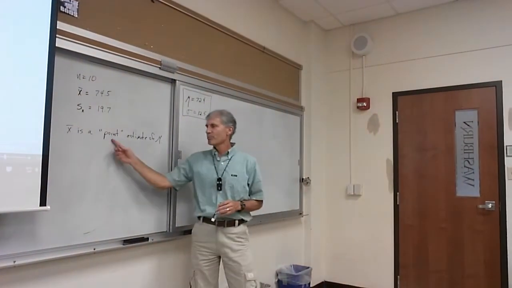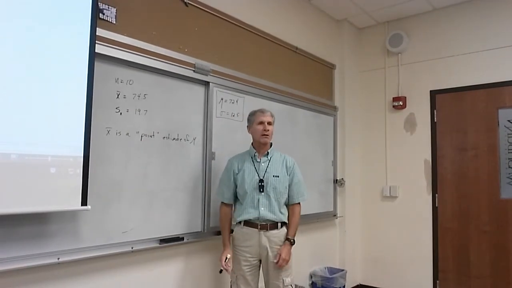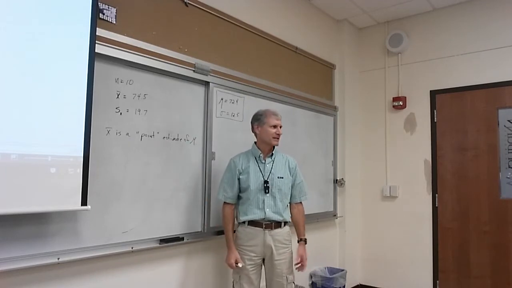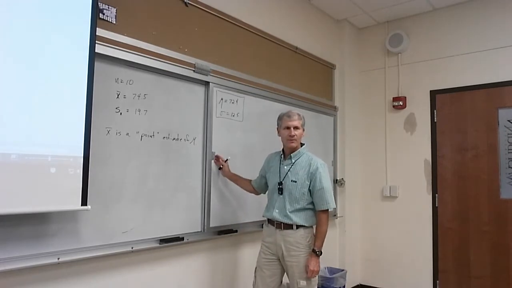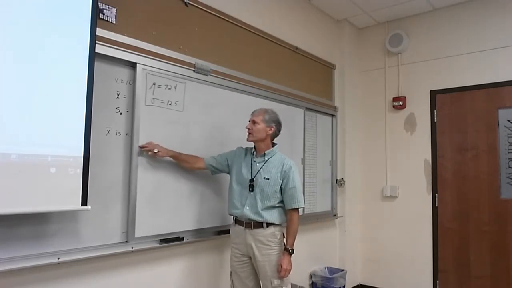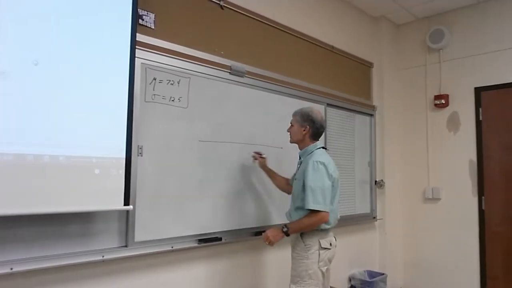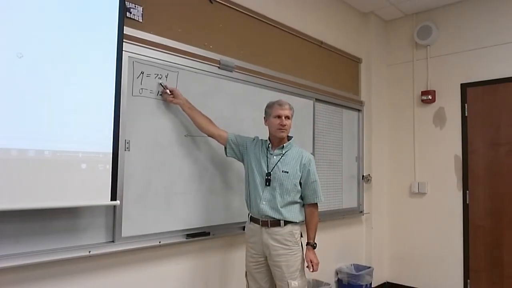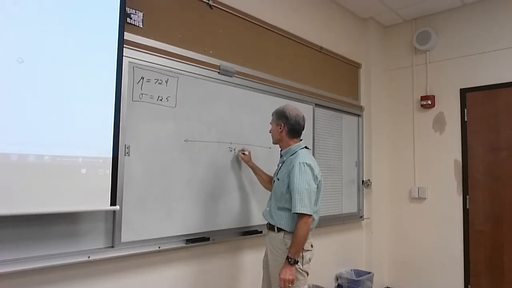Now, if I'd left the word point off of that and just said X bar is an estimate of mu, you all would have said, yeah, good, makes sense. But now I threw this word point in there. What does that mean? Well, it means it's a single point on a number line. So if I draw a number line and I put the true mean value, which we don't know what it is. Remember, it's hidden from us. But let's put it there, 72.4.